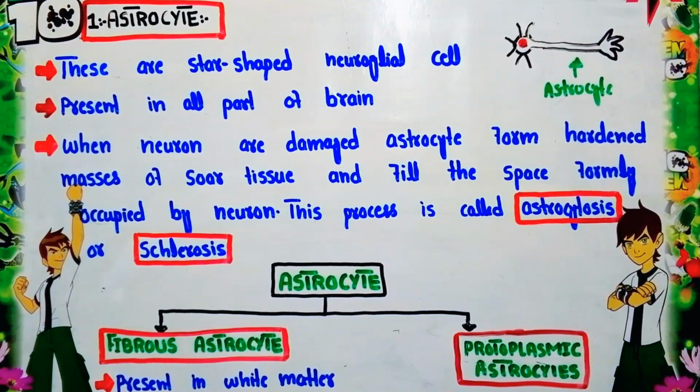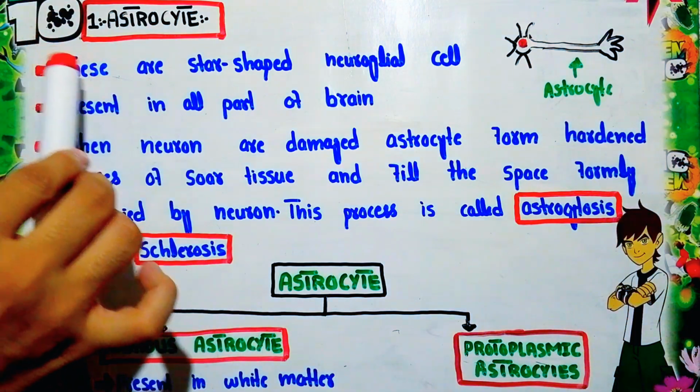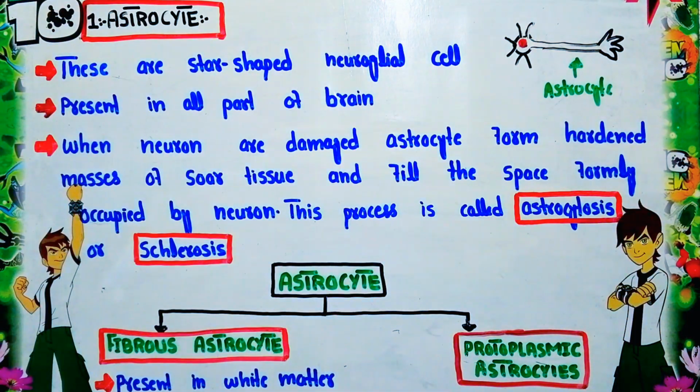Now the first type of the central neuroglial cell is the astrocyte. If we look at the structure of these neuroglial cells, they look like the shape of stars. That's why these cells are called astrocytes. So these are basically the star-shaped neuroglial cells. If we talk about the location of the astrocytes, these are widely distributed in all parts of the brain. So astrocytes are mainly located in the brain.